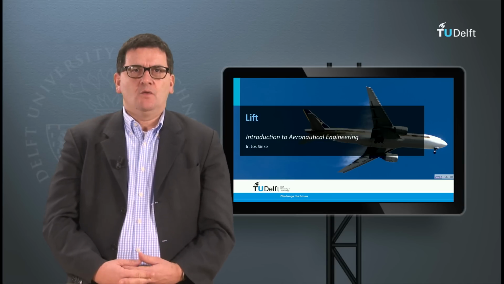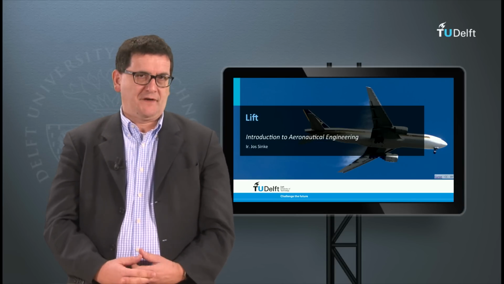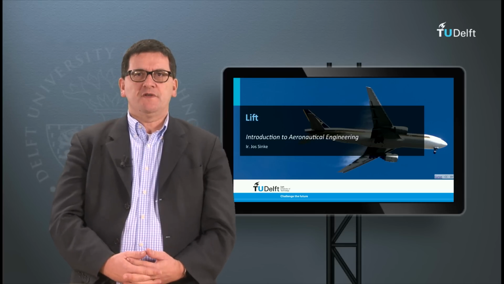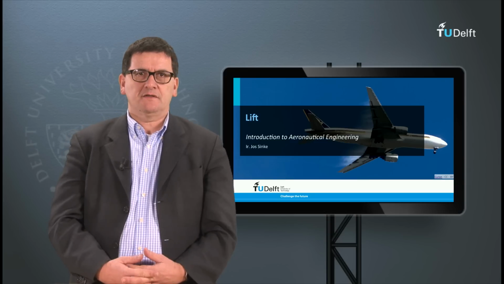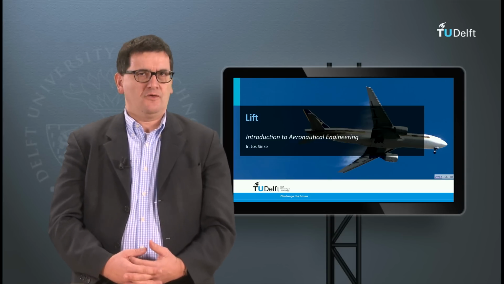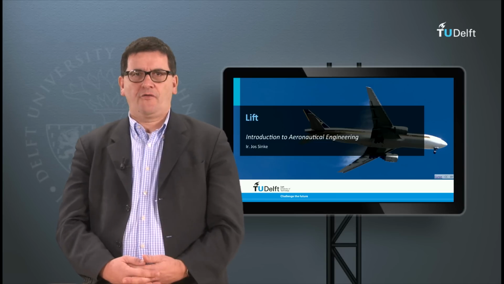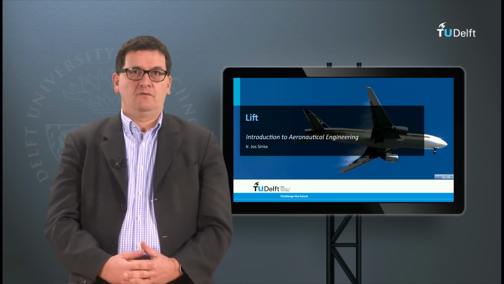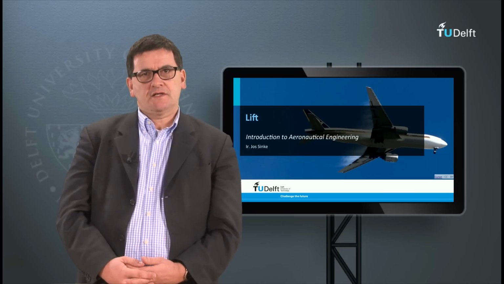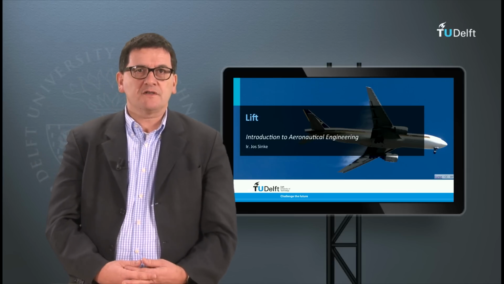In the previous lecture, we started a discussion about the forces acting on aircraft during flight. For that purpose, we took a very simple situation, a horizontal flight at constant speed. In this case, there are four forces: the weight, the lift, drag, and thrust. The equilibrium equations are also very simple. Lift equals weight and drag equals thrust. In this lecture, we will focus on the lift force.